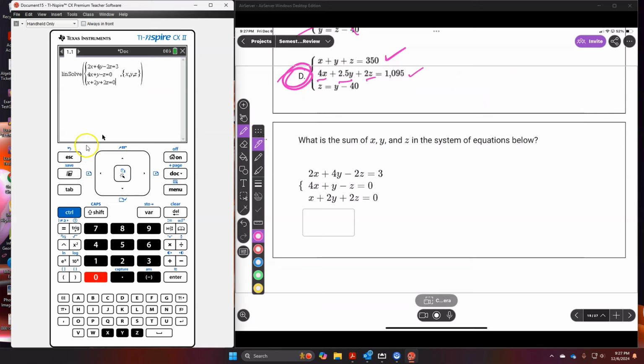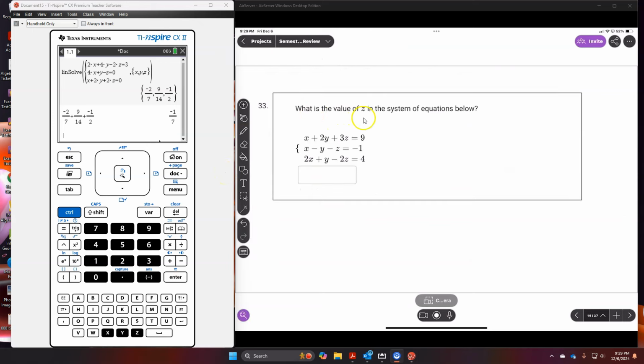So you got to make sure that your coefficients are correct. 2, 4, negative 2, and 3, 4, 1, negative 1, 0, 1, 2, 2. Okay, press enter. Okay, so you have negative 2 over 7 plus 9 over 14 plus negative 1 over 2. So you can do that in the calculator. So you have negative 2 divided by 7 plus 9 divided by 14 plus negative 1 divided by 2. And so you get negative 1 over 7.